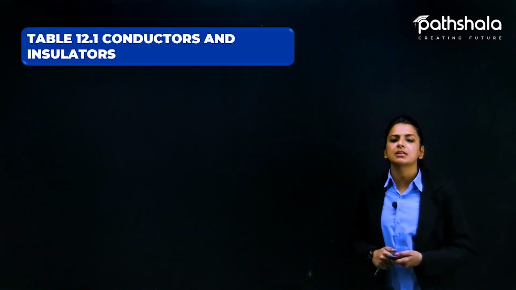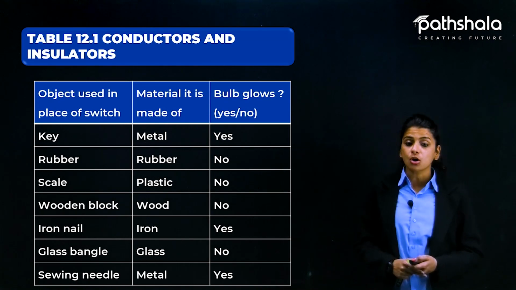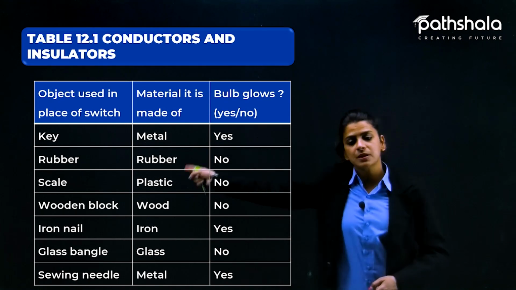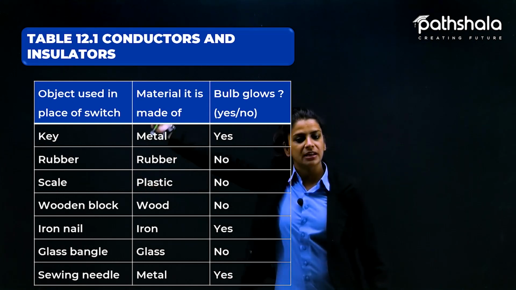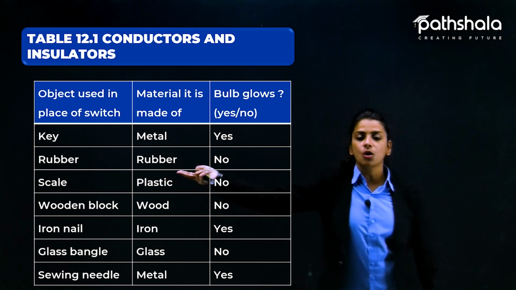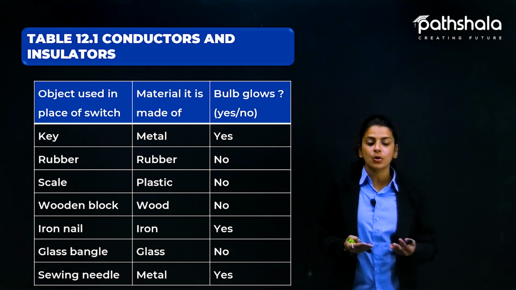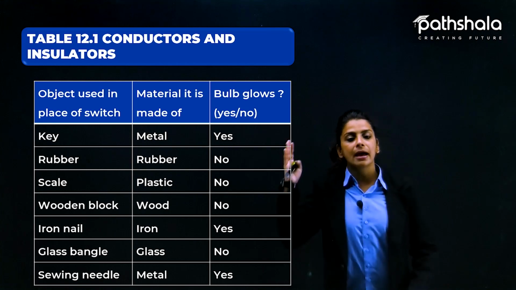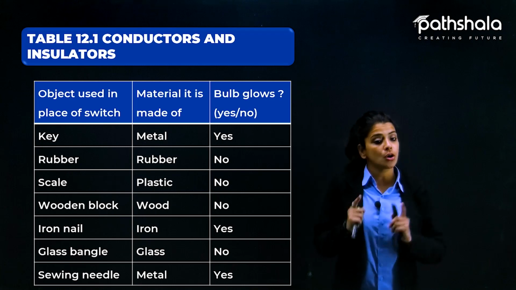So yes, now according to our observation, we have made a table of conductor and insulators. So in this table, we have 3 columns. This you can see. The first column is for the object used in place of switch or the object that we have taken. In the second column, we have the material it is made up of. किन-किन चीजों का वो बना हुआ है, जो भी materials हमने use किए हैं. And in the third column, you have to write your observation whether the bulb is glowing or not.